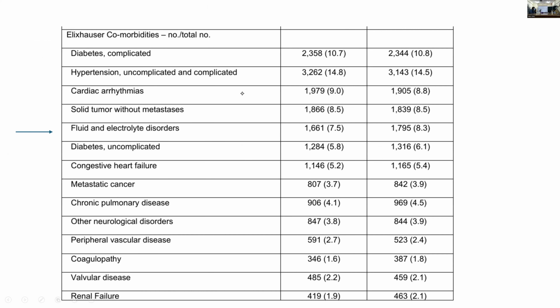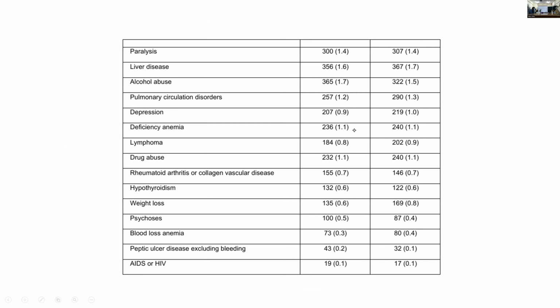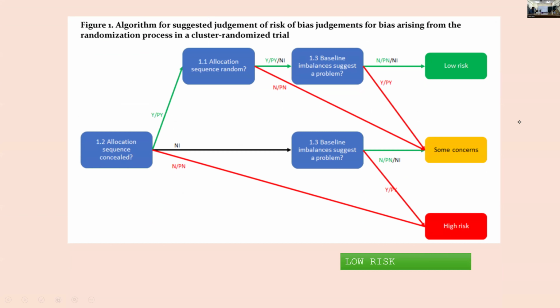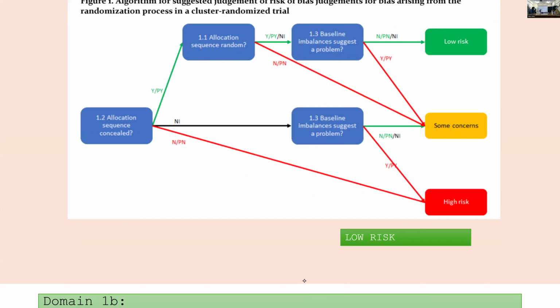The only thing different in the comorbidity was the patients getting normal saline had a slightly higher fluid and electrolyte imbalance as compared to the Ringer's lactate. Otherwise, all the other comorbidities are almost similar. So using this algorithm, I would give it a low risk of bias in the first domain.